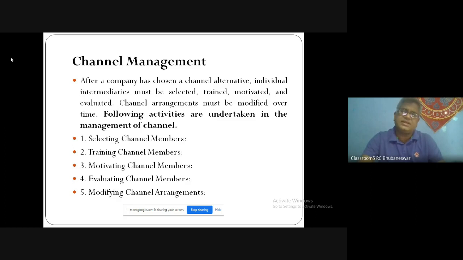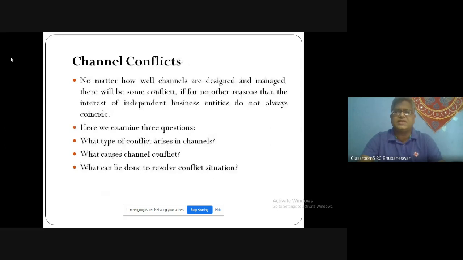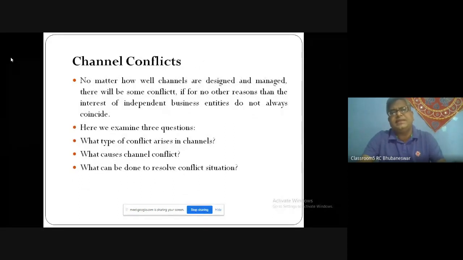Sometimes you look at a train or a bus; some products are to be sold through a particular person. This product is manufactured at a very low cost and you can purchase it. That type of strategy they can adopt through training, motivating, selecting and evaluating the channel members. But sometimes some channel conflict arises.